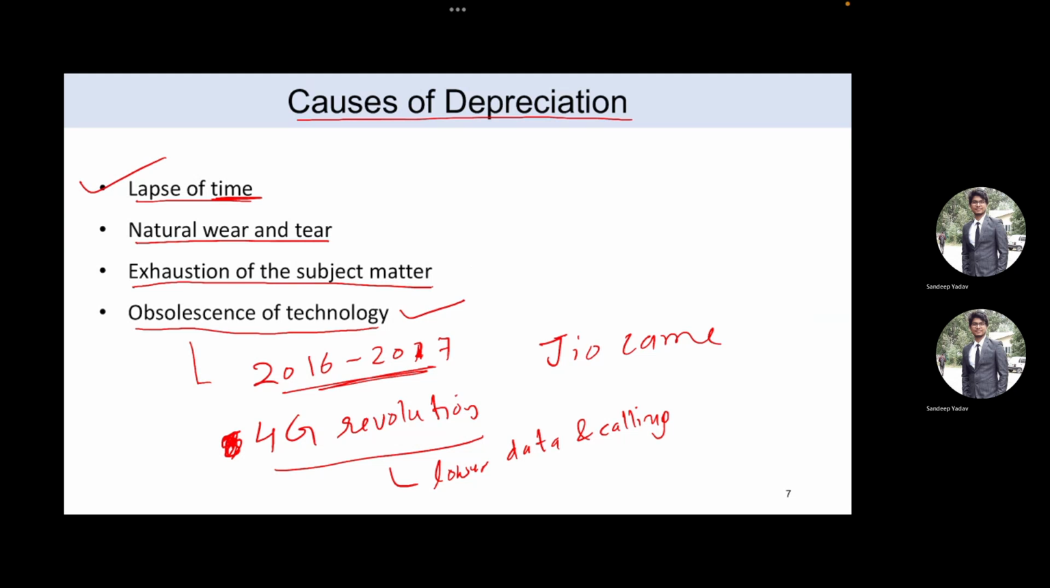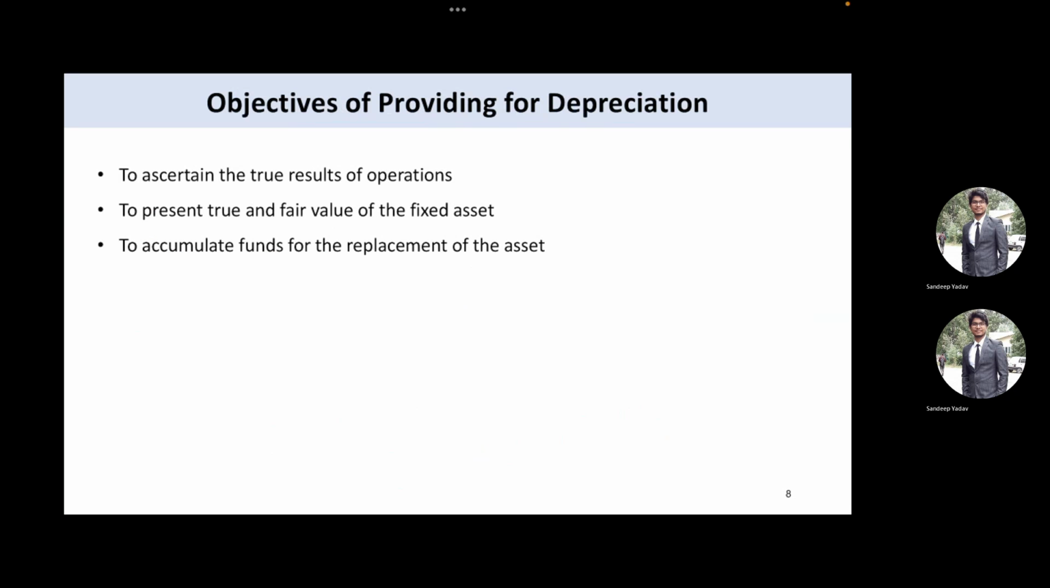Now let's move to the objective of providing for depreciation. Here, what is the objective? The objective is to ascertain the true result of operation. Why do we have to calculate the depreciation? It is to ascertain the true values, the true results of the operations. It means we want to live in the real world. We don't want to think that our product is not getting depreciated, that it's giving the best result, that there is no technology update.